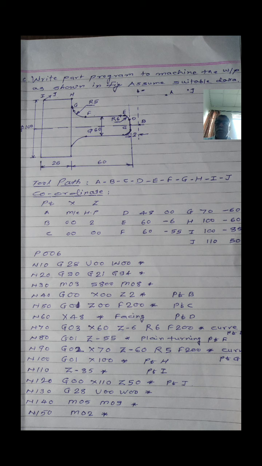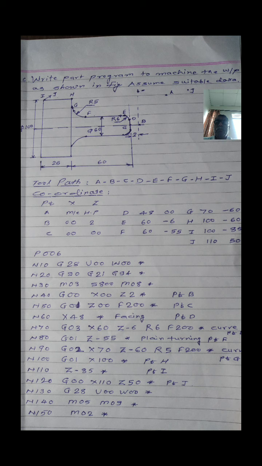Is it okay? Then here you have to perform the radius turning or curve turning. For that purpose, there are two codes: circular interpolation G02 and G03. We use G02 when the tool movement is in clockwise direction.